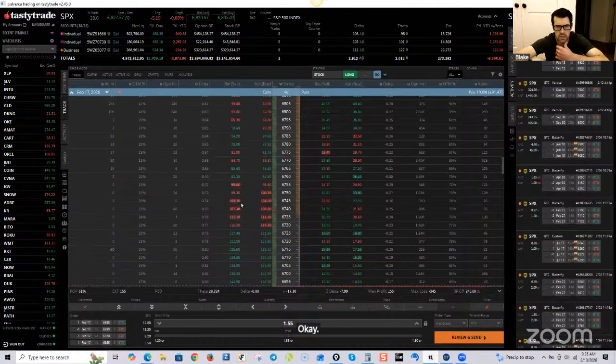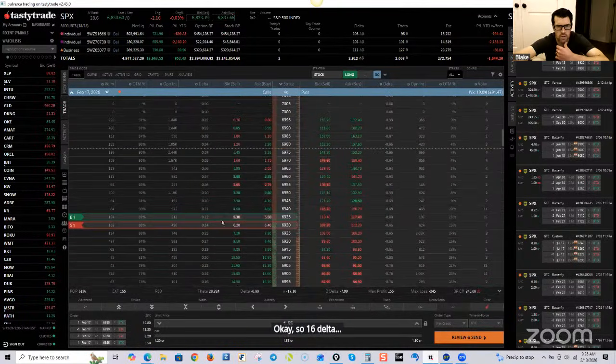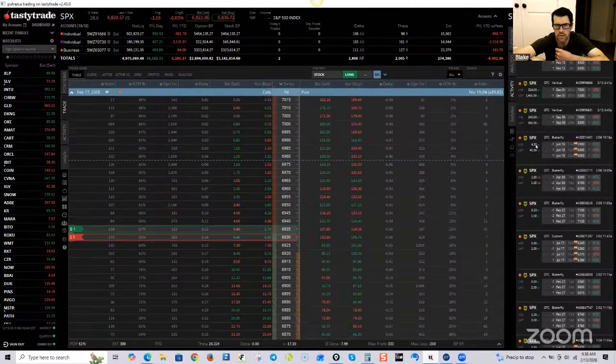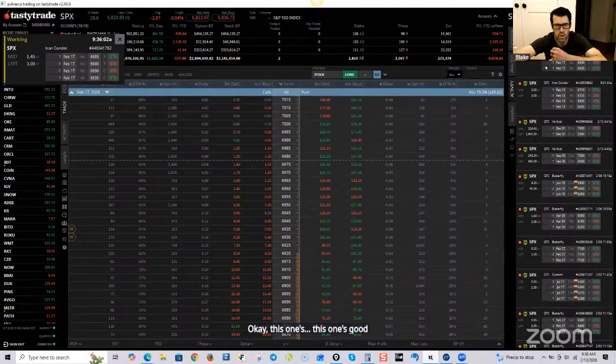Okay, so 16 delta, 14 delta. See if this will fill for $3. Okay, this one's good until Tuesday when we come into trading on Tuesday.